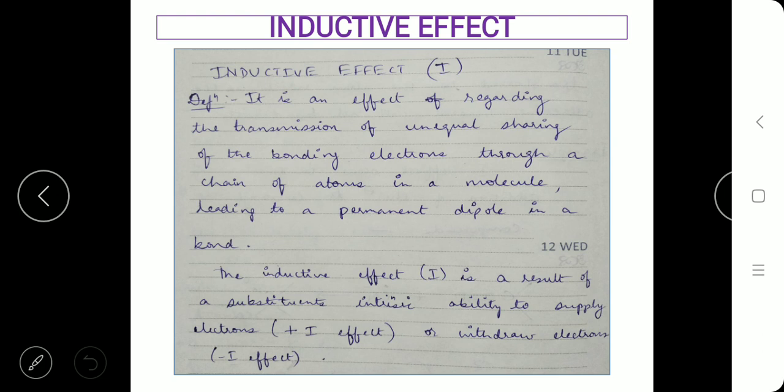The inductive effect I is a result of a substituent's intrinsic ability to supply electrons. So if a substituent is able to supply electrons, it is termed the plus I effect. If a substituent withdraws electrons, then it is referred to as the minus I effect. The main difference between the inductive and electromeric effect is that the inductive effect is a permanent effect which creates a permanent dipole in the molecule, whereas the electromeric effect is a temporary effect.